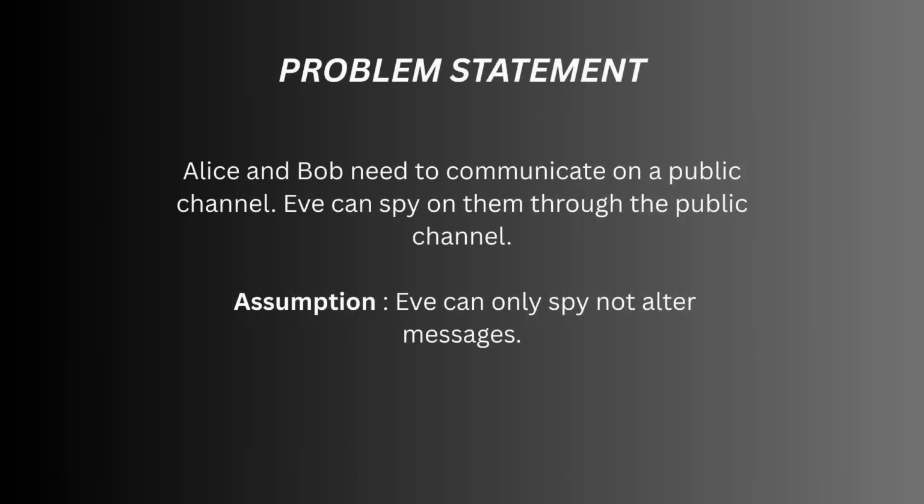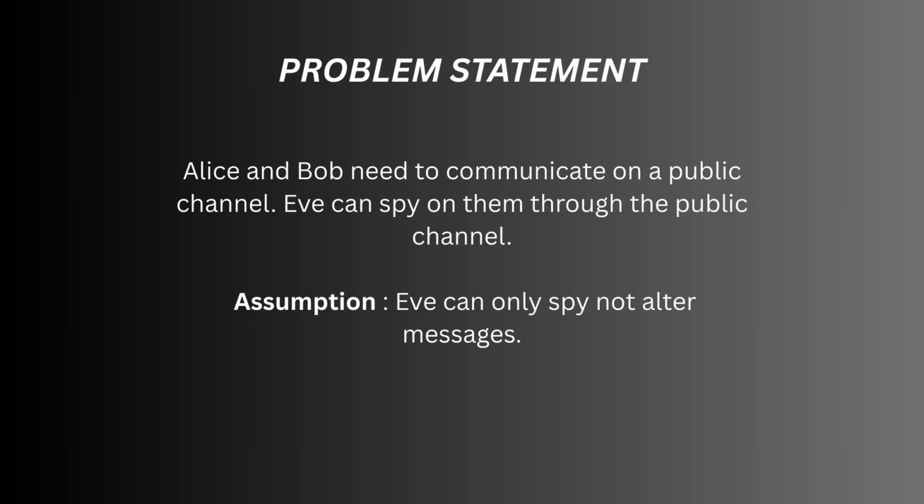We have Alice and Bob who want to communicate on a public channel, and since it's a public channel, anyone can see their messages, anyone can know their communications. So you have Eve who wants to spy on both of them. Our central assumption is that Eve can only spy on their messages. She has no means of altering or tampering with the messages they share.